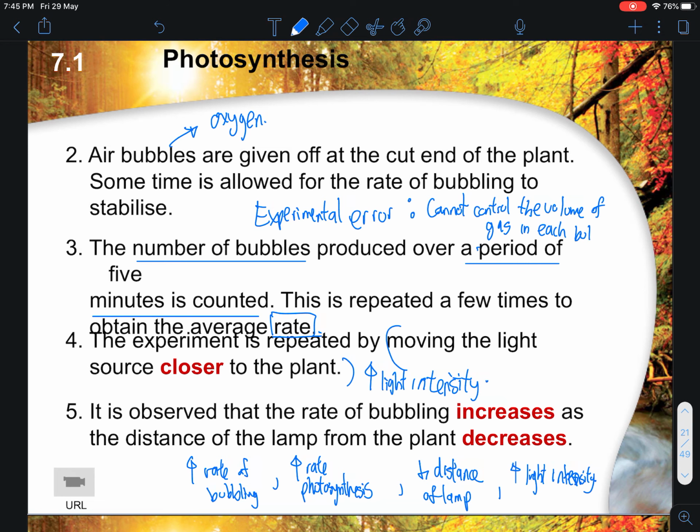produced in each bubble. So what this means is that the air bubbles that are produced, some of them are of different sizes, and different sizes will have different volumes of gas. So sometimes if you have very small bubbles but a lot of bubbles, this doesn't mean that it has a higher rate of photosynthesis as compared to one experiment where you've given out bigger bubbles but a lesser number of bubbles. Okay, so how I would then try to correct this experimental error is a better way, which is to measure the volume of oxygen gas being produced.